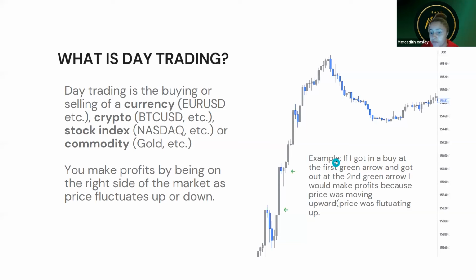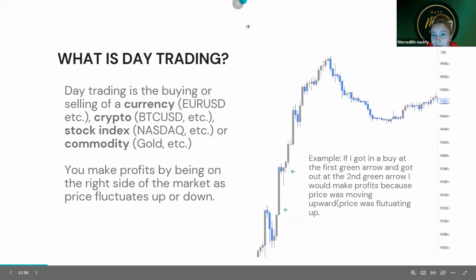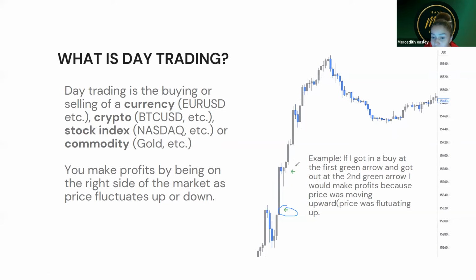Okay. So in this example, if I got in a buy here and I got out of the buy here, I would make profits because price was moving upward, fluctuating up, and I was in the buy. Does that make sense? Put a 2 in the chat. That makes sense. This is honestly how I teach. I just like to make sure everybody is with me. All right. And if you have a question about that, this is that time.